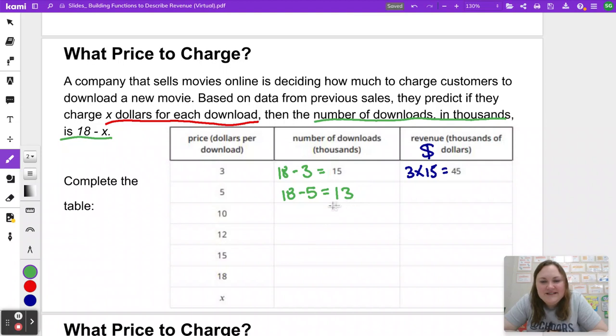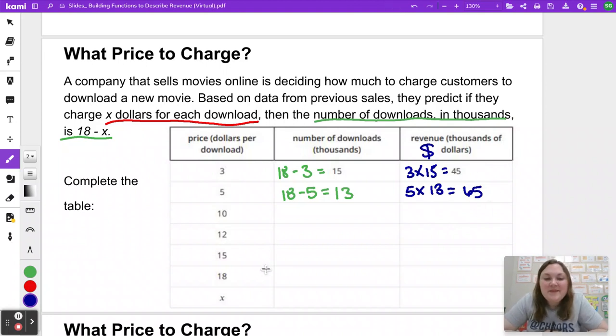They are going to have 13,000 downloads. And so then to find the revenue, how much money they're making, well, they're selling 13,000 movies, but this time they're $5 each. So we're taking that price, $5, times how many movies they're selling, and figuring out that would be $65,000 in revenue. So right away, I'm noticing if the price goes up, they are making more money.